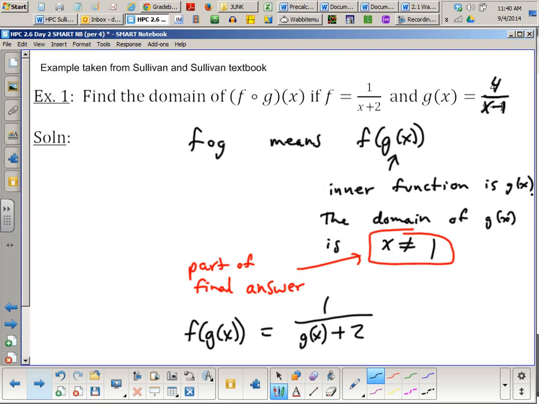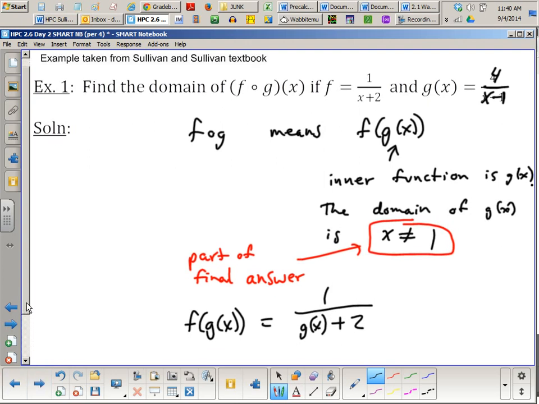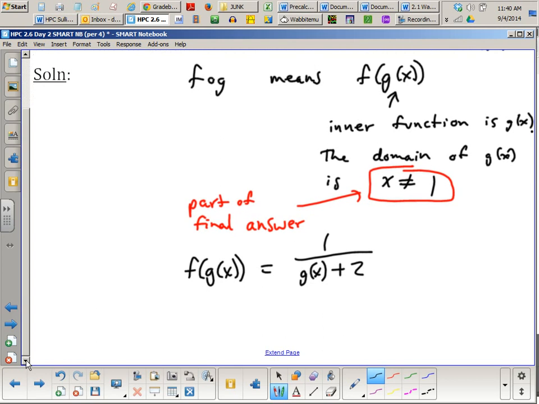As soon as I wrote that, I suddenly realized something else. g of x cannot be, look at this picture, g of x cannot be what? Negative 2. I didn't know it until I wrote this, but I realize it now. So I'm going to write what I just thought. Note that g of x cannot be negative 2. Interesting.